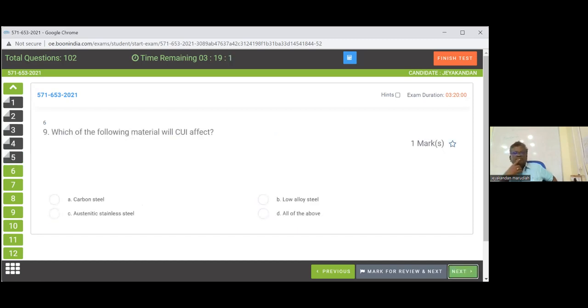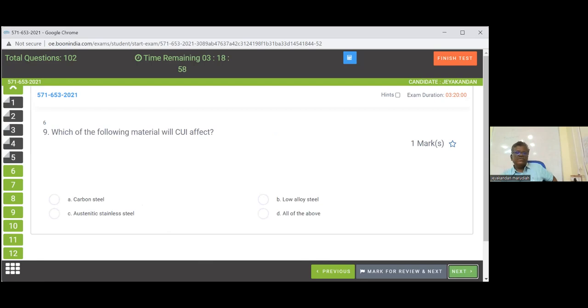Next. Which of the following materials will CUI affect? It will affect all. Carbon steel, low alloy steel. Just listen to it. We can review later also. There is no problem. One time I will review. No problem. CUI will appear in austenitic stainless steel as chloride stress corrosion cracking, because for stainless steel the temperature is more than 140 and the insulation will have chlorine.